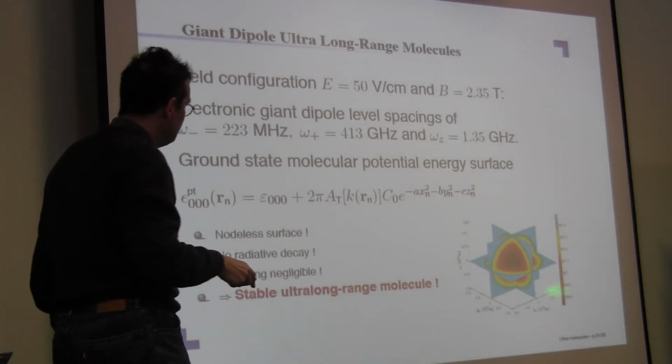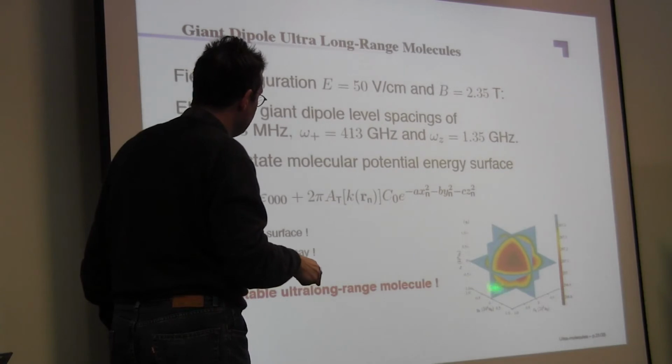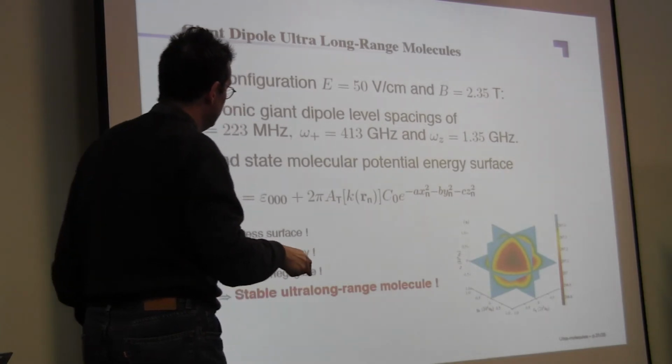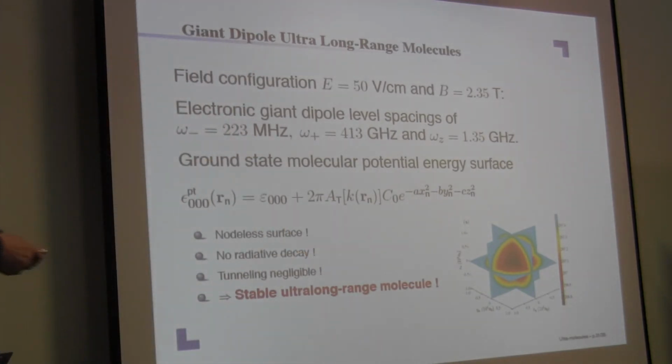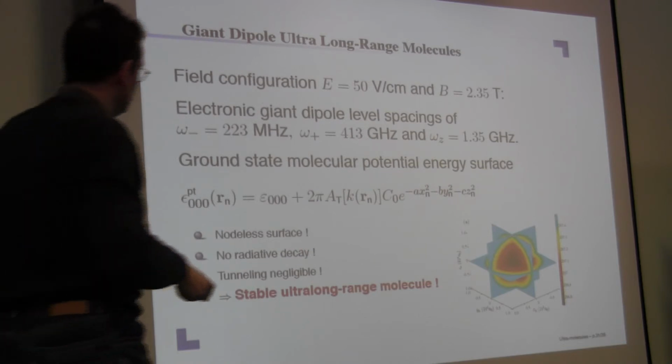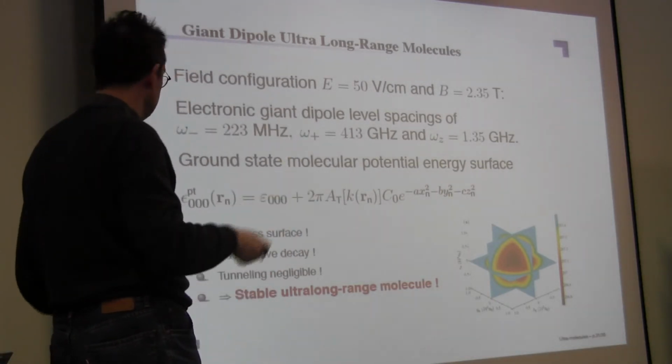And this is a 3D plot. This is X, Y, and Z. This is how it looks, a color plot in 3 dimensions. And now this electronic cloud traps the neutral atom. So this is a trap, a decentered trap for the neutral atom. It's a giant dipole model.